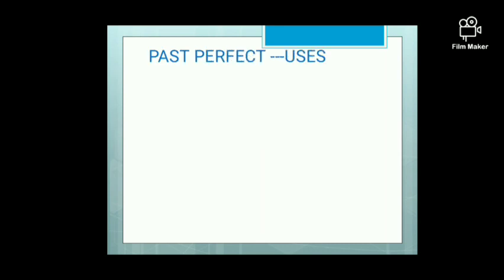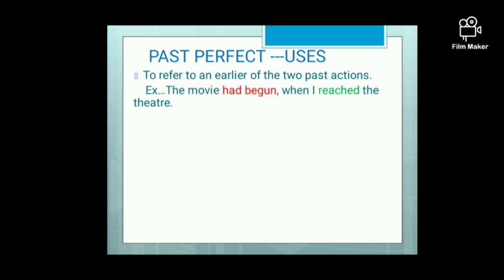We are now moving on to the third form of past tense, past perfect. We use past perfect tense to refer to an earlier of the two past actions. Here we have an example. The movie had begun when I reached the theater.